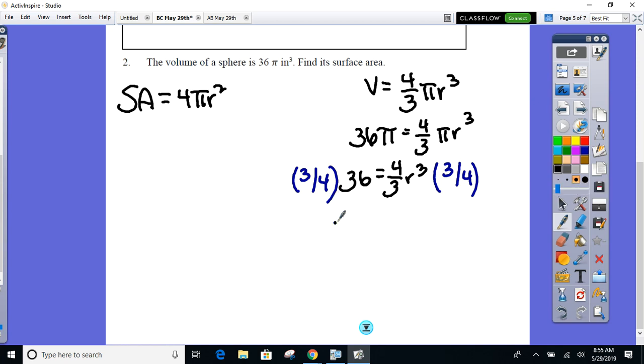So we get 27 equal to r cubed. All right, I don't know if you did this last year or not, or maybe any time in your mathematical career. You would take the square root if it was r squared, but now I'm going to take the cube root of both sides. Now the question is, where is that located on your calculator?